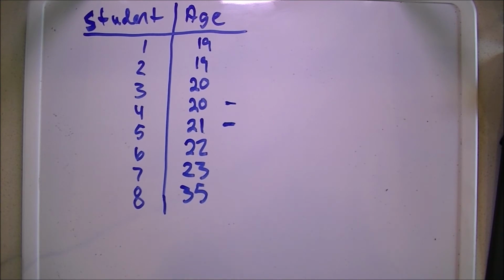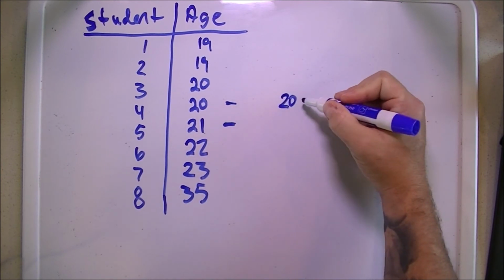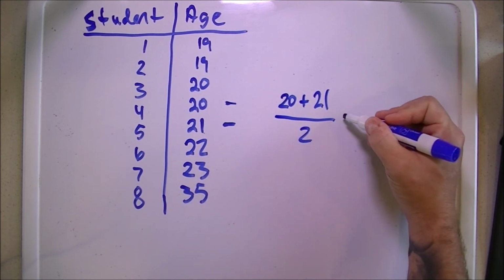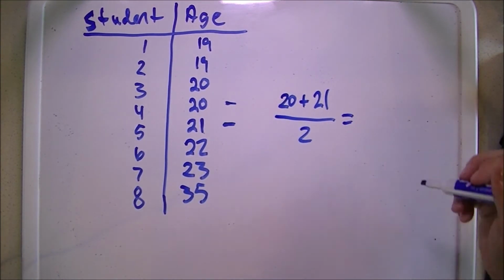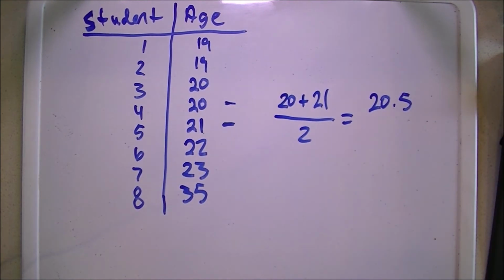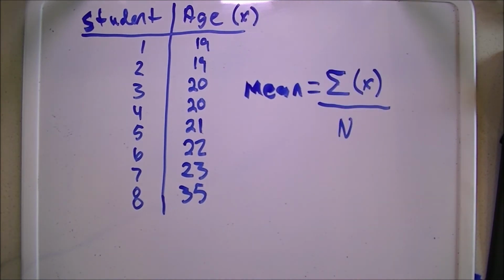So what I need to do is calculate the average of these two. The average is 20 plus 21 divided by 2, which gives us a score of 20.5. So in this case, how I would interpret this is the median age of this particular class of 8 students is 20.5. Finally, let's move on to calculating the mean.